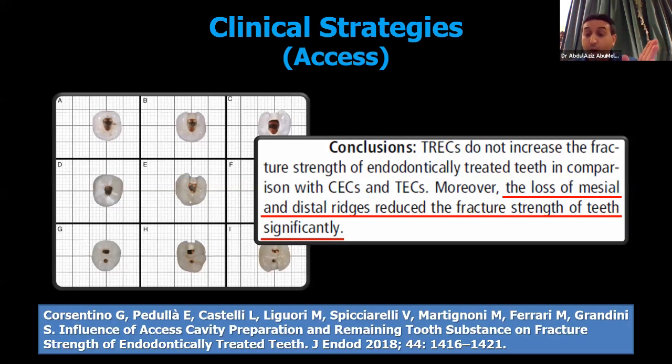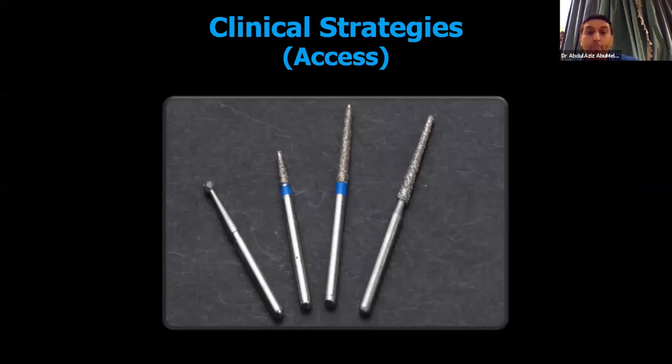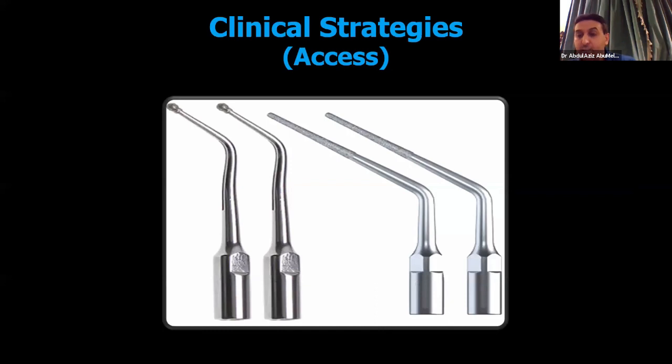So make it wide enough for you to see the canals and to dig inside the canals. For the access, one of the recommendations is to go with diamond burrs. Some people go with carbide. Carbide can make a crack in the dentin, a craze line, because of the sharpness. Diamond burr with the round, and then you might go with the Safe-End diamond burr. But don't touch the floor of the pulp with the burr.